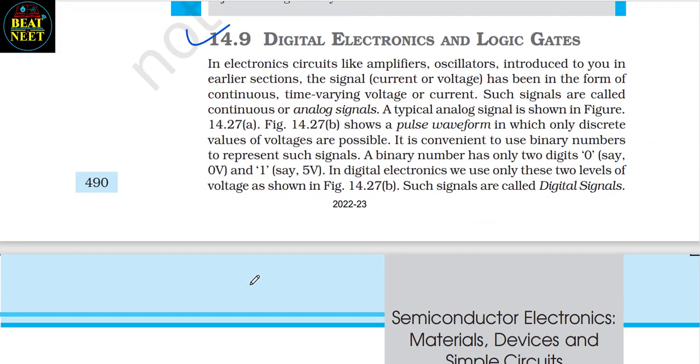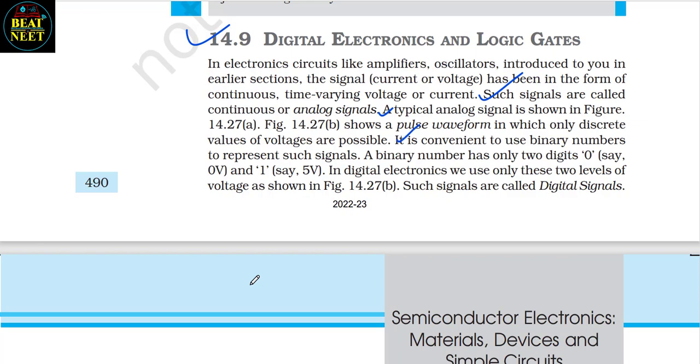14.9, Digital electronics and logic gates. In electronic circuits like amplifiers and oscillators introduced to you in earlier sections, the signal, current or voltage has been in the form of continuous time varying voltage or current. Such signals are called continuous or analog signals. A typical analog signal is shown in figure 14.27. Figure 14.27 also shows a pulse waveform in which only discrete values of voltages are possible.